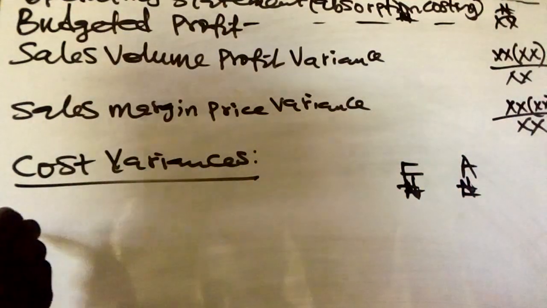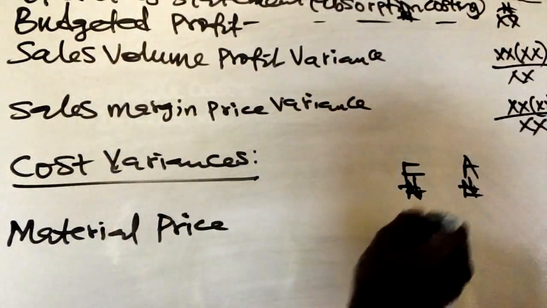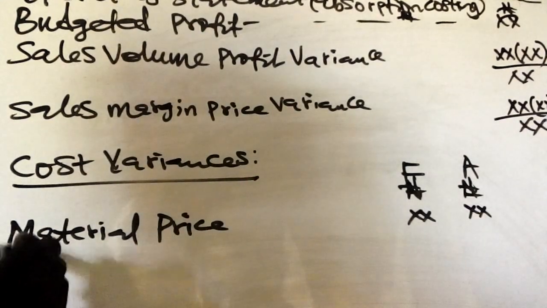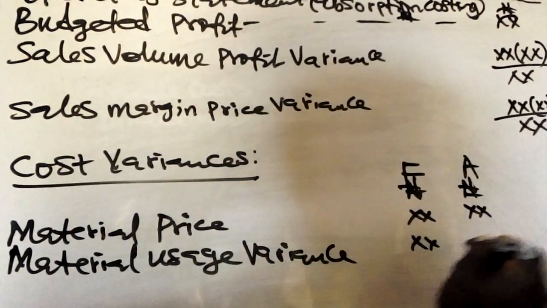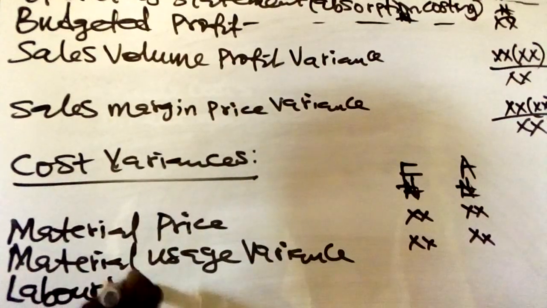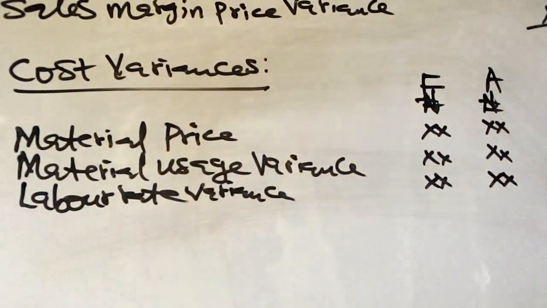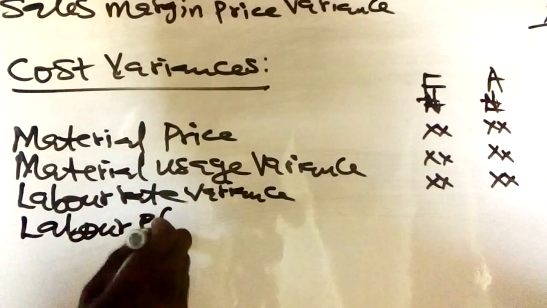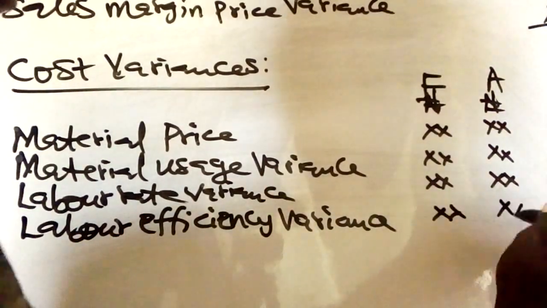The cost variances may include materials price variance. It could be favorable, it could be adverse. Then we can have material usage variance. This could be favorable as well. It could be adverse. So either of the two. Then we can have labor rate variance. Labor rate variance could be favorable and it may be adverse. Then we could also have labor efficiency variance. This could be favorable, it may be adverse.